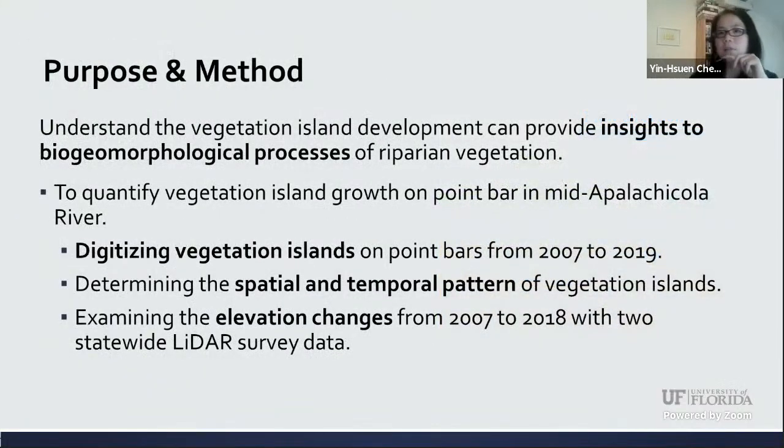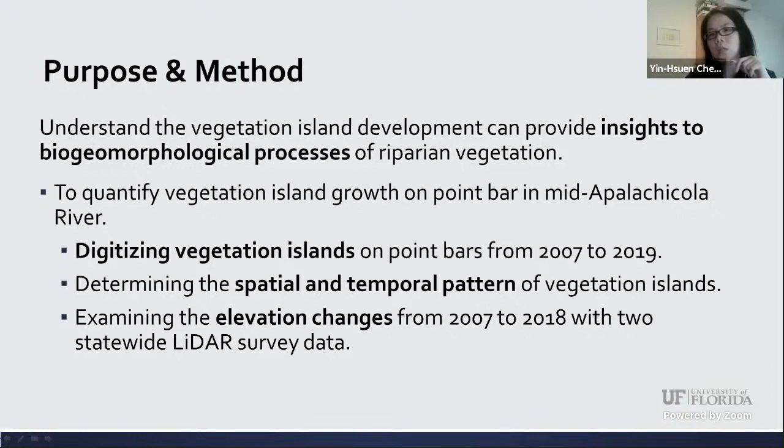So by studying the vegetation island development, we can get more insights about this biogeomorphic process of vegetation regrowth on the point bar. Hopefully we can ultimately use this information to help with better management or any active restoration. So the main purpose of this study, to keep it simple, is just to quantify the vegetation island growth on point bars.